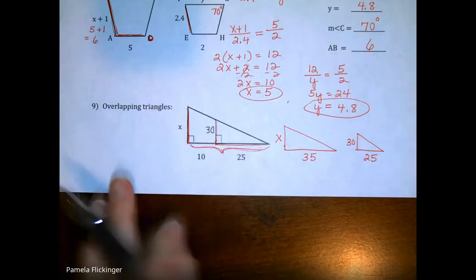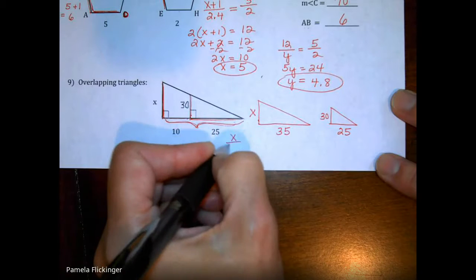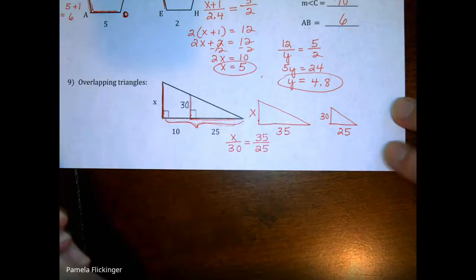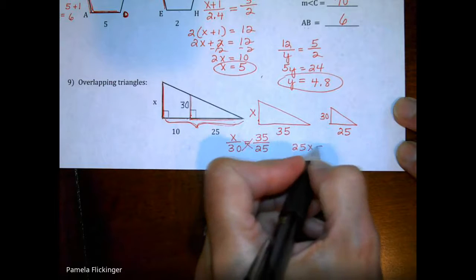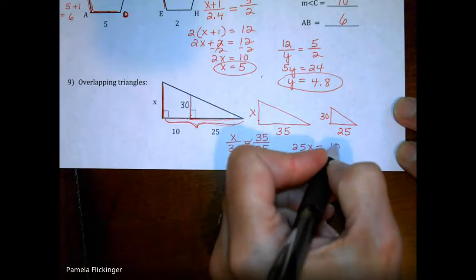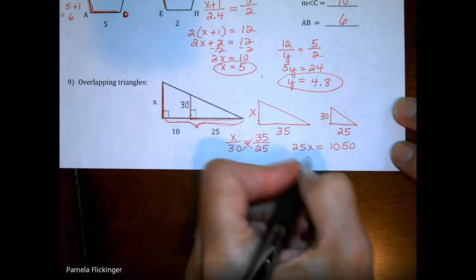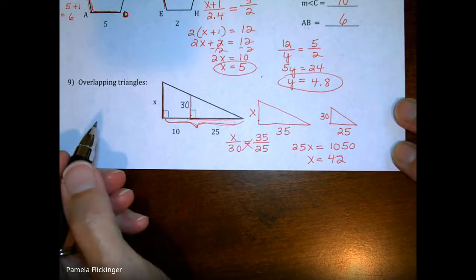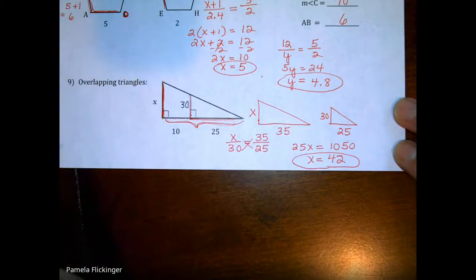All right, and then once you have it set up, we can put corresponding parts together. So now I know that the x goes with the 30 and the 35 goes with the 25. And I can cross multiply. So we'll have 25x equals 30 times 35, which is 1,050. Then we'll divide that by 25, and we'll get 42. So this height of the larger triangle is 42.